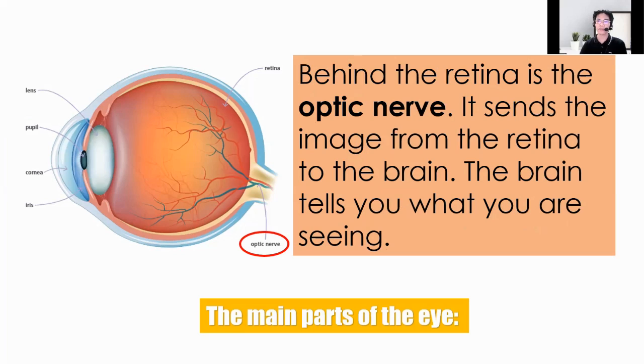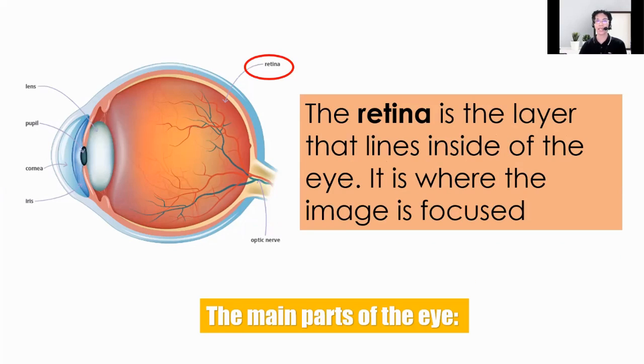The optic nerve. Behind the retina is the optic nerve. It sends the image from the retina to the brain. The brain tells you what you are seeing. The retina. The retina is the layer that lies inside of the eye. It is where the image is focused.